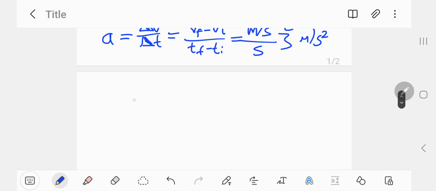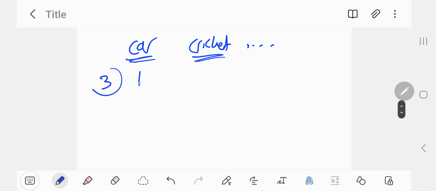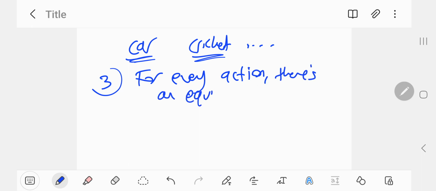What are some examples of F equals ma? Most obvious one is that of a car. You need to apply a force to get a car moving. When you put your foot on the accelerator pedal, that's causing a combustion reaction in the engine, causing the wheels to rotate. Let's say playing cricket, when you whack the ball, that's a force applied to the ball, etc., etc. Newton's second law of motion. Newton's third law of motion simply states that for every action, there's an equal and opposite reaction.